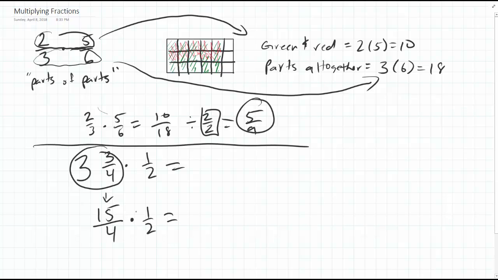Still multiplying by 1/2. 15 times 1 is 15. 4 times 2 is 8. And if I simplify that, I'm going to have 1 and 7/8.